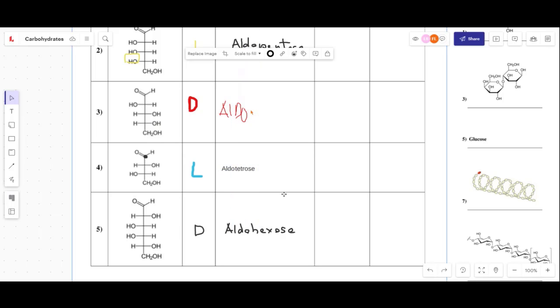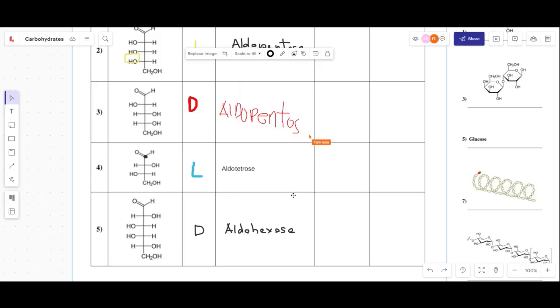Aldopentose. 5 is supposed to be aldopentose. Mm-hmm. Yep, 3 is a pentose, right? Aldopentose. Very good. Yeah, 3 is an aldopentose. Very good. Cool.